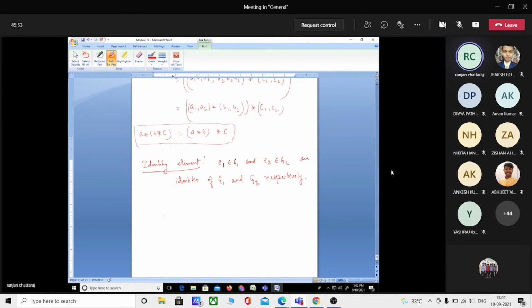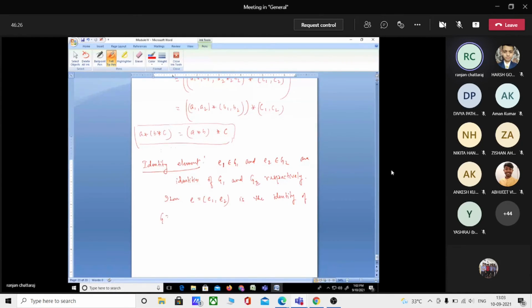Okay. Then we define E equal to (E1, E2). Now, if you are considering any element as the identity, we have to prove this. Next, what we have to prove is that (E1, E2) is the identity. What will you do?